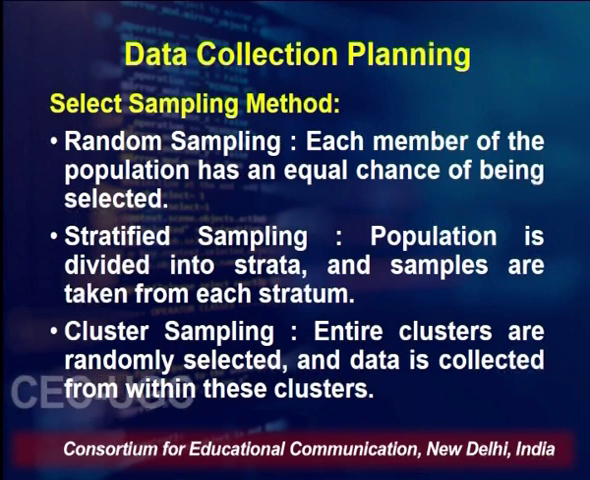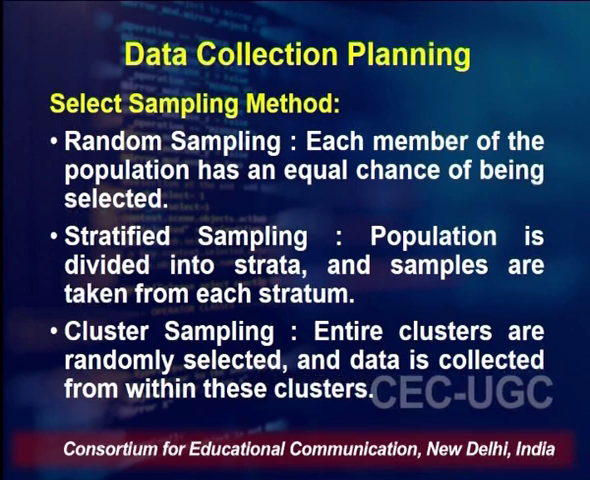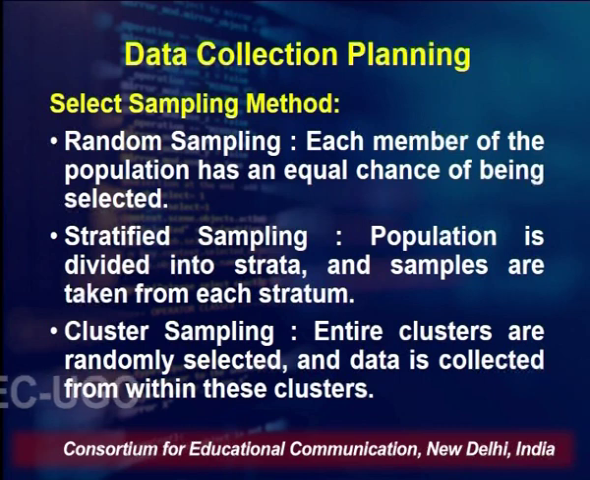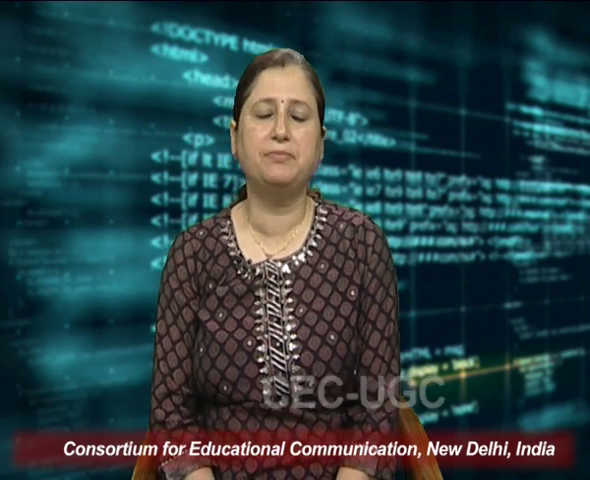Then we also have a technique called cluster sampling. In this, entire clusters are randomly selected and data is collected from within these clusters. This cluster sampling is very commonly used in sociological and other kinds of humanities research. So, different types of sampling can be used, and the method for sampling will depend upon your research question and your research objectives.